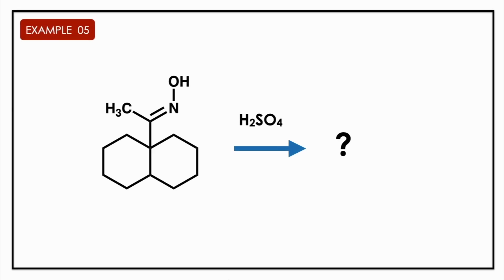Then the next example. Here you have a decalin system. Connected carbon, you have an oxime and a methyl group. You are using sulfuric acid. You should find what will be the final product.